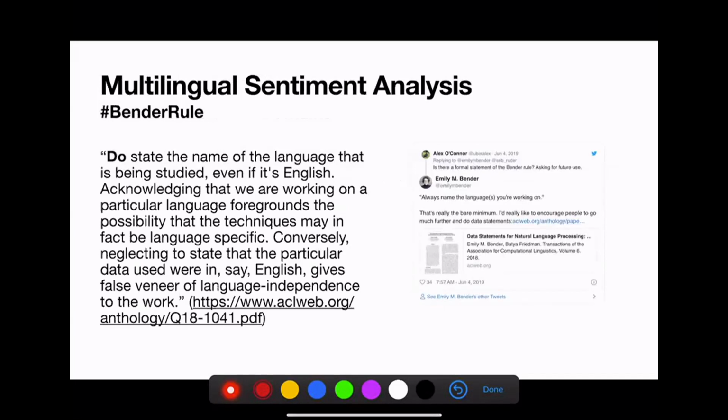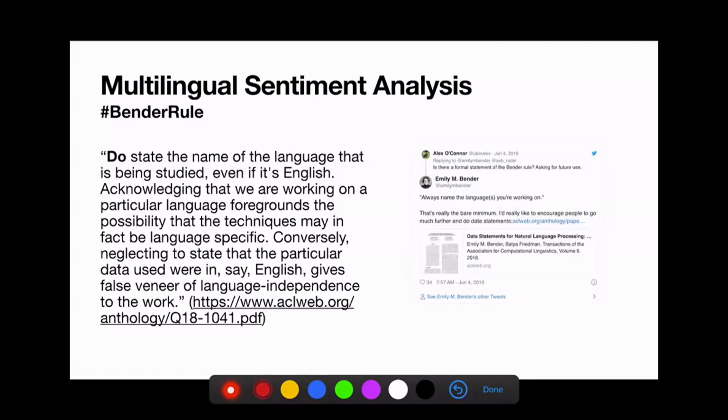Okay, now moving to multilingual sentiment analysis. Prof. Emily Bender has a rule on this, and it's very popular. It's called the Bender rule. And what does it say? That whenever you are working on something in NLP, you should always mention the name of the language. That is, if you work on English, mention that you are working on the English language. We are foolish not to follow this, but we should follow this.